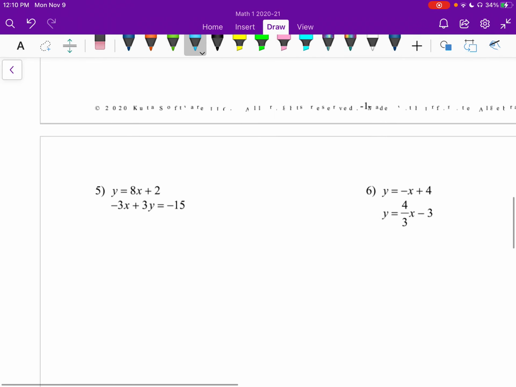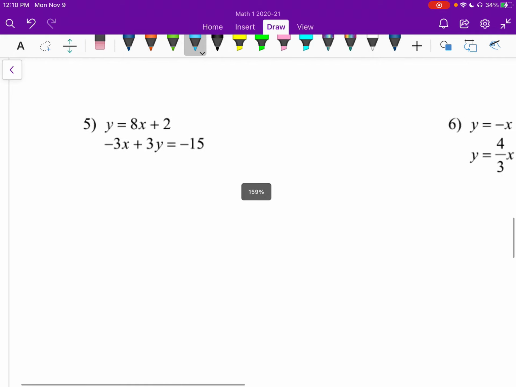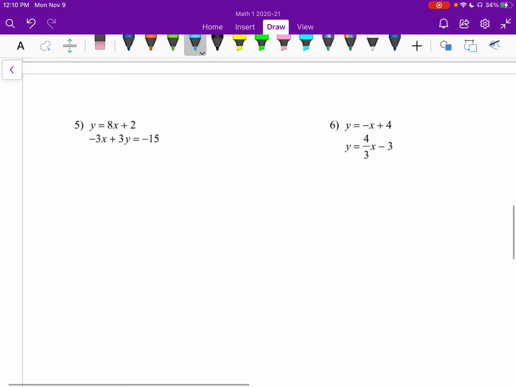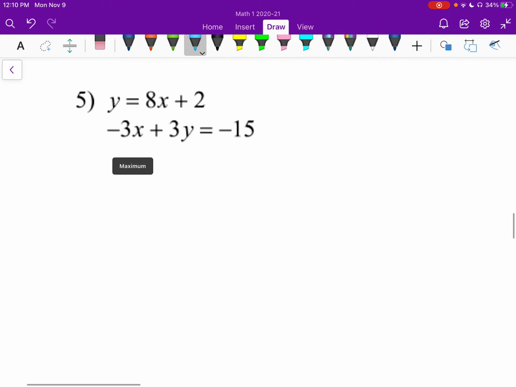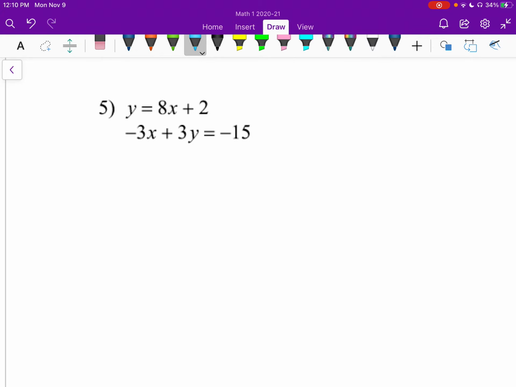All right, number 5. Sorry, I was checking to see that we would have some elimination ones later on. We will. This one, I think, again, I'm going to use substitution. And I know it feels like I'm doing that a lot, but this y can go right in there. And I think that would be an easy way to do it.